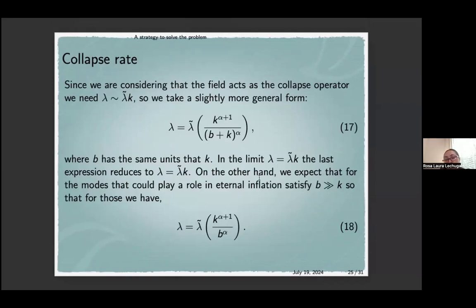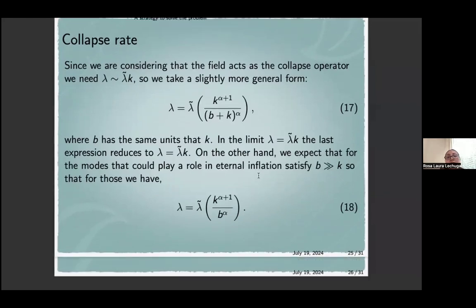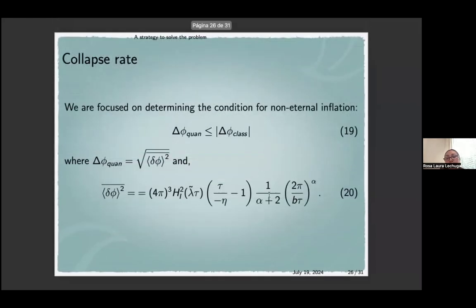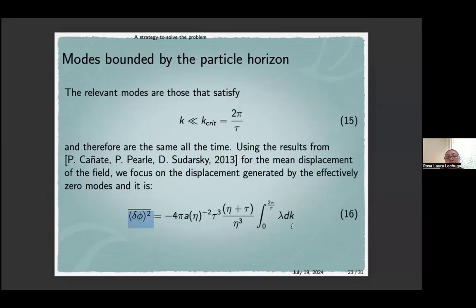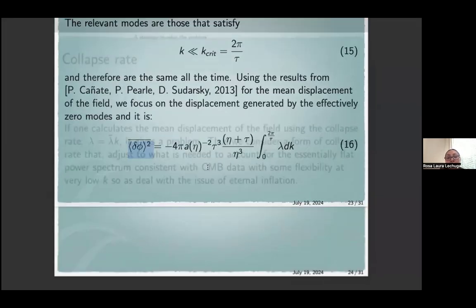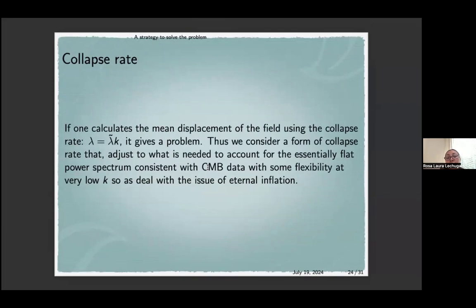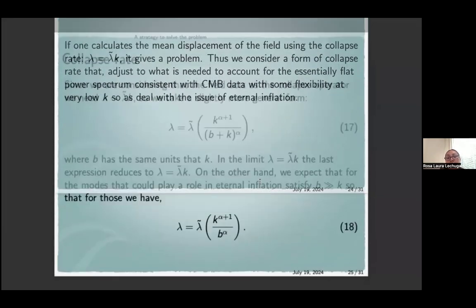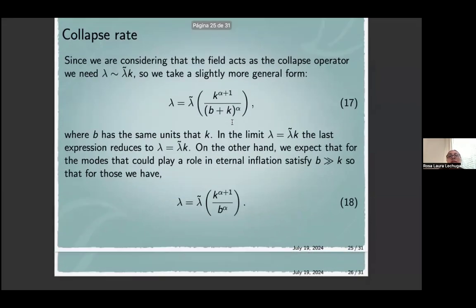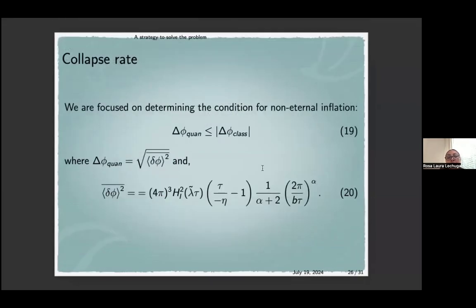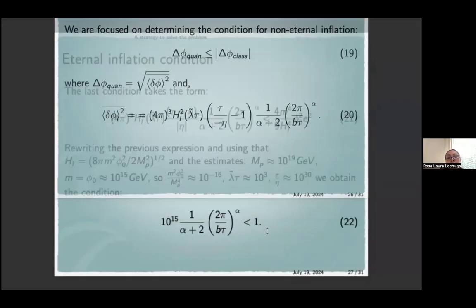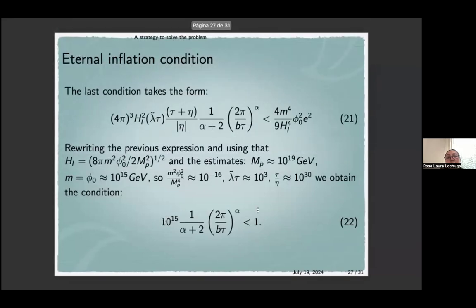Using a particular source of the collapse rate, we can perform the integral, and we choose the parameters in order to get consistency with the CMB data. And we compare this quantity, and we found that if this inequality holds, we have a solution. If we find a solution for the parameters alpha and beta, we have a solution for the problem.